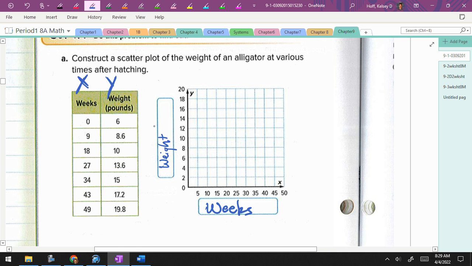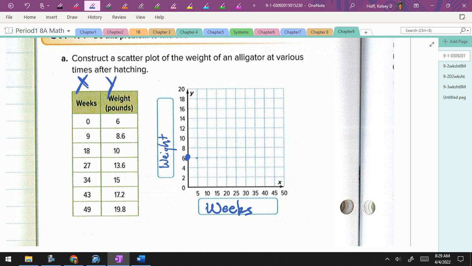Okay, what is the first point we need to plot? 0, 6. So 0 on my X, 6 on my Y would be a point here. Okay, now here's where I'm talking about. You have to just be approximate. Okay, 9 and then 8.6.